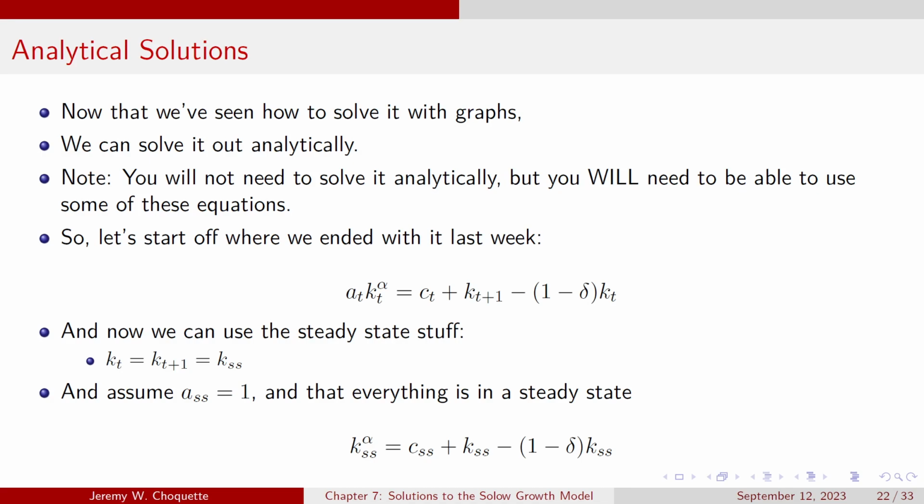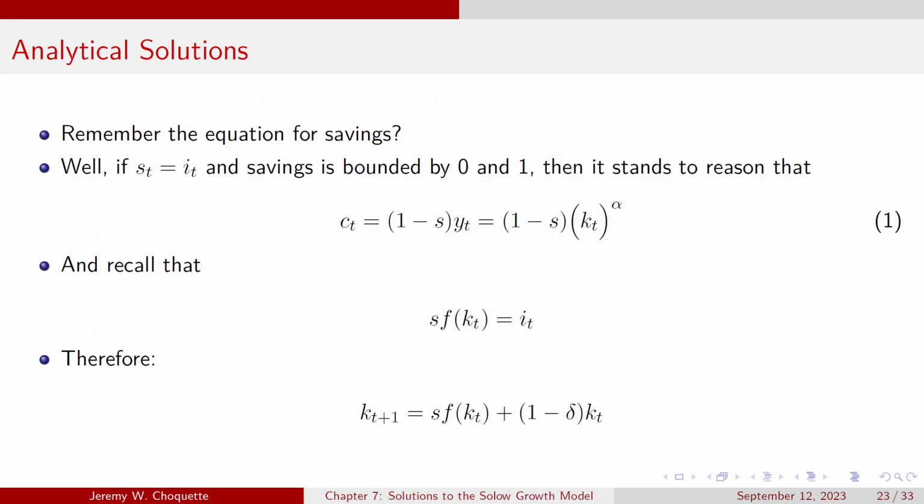So that's my resource constraint. It's tying everything together. Now, doing the steady state stuff, put everything in the steady state. I just change any t or t plus 1 subscript with a little ss subscript. And I'm also, right now, just going to assume that A is equal to 1. So everything's in a steady state, and there's no source for economic growth, technological growth. Okay, what about the equation for savings? Well, if savings and investment are equal to each other, and the savings rate is bounded by 0 and 1, then it stands to reason that consumption is going to be 1 minus the savings rate times output, which is equal to 1 minus s times k_t to the alpha.